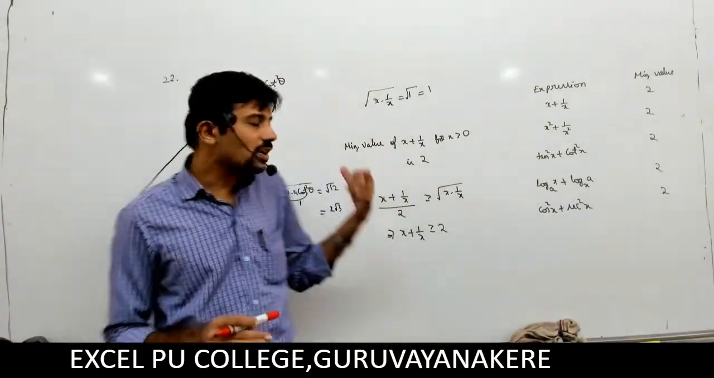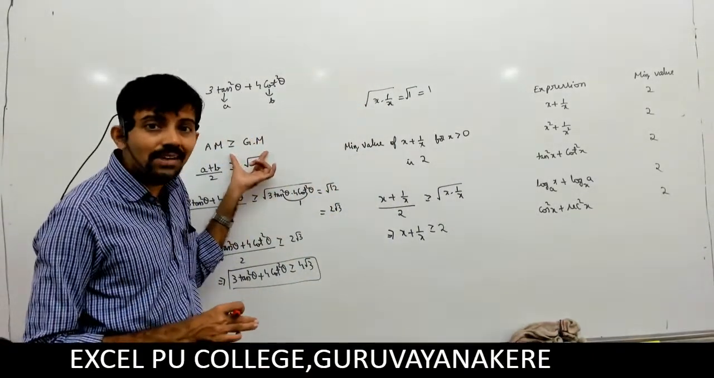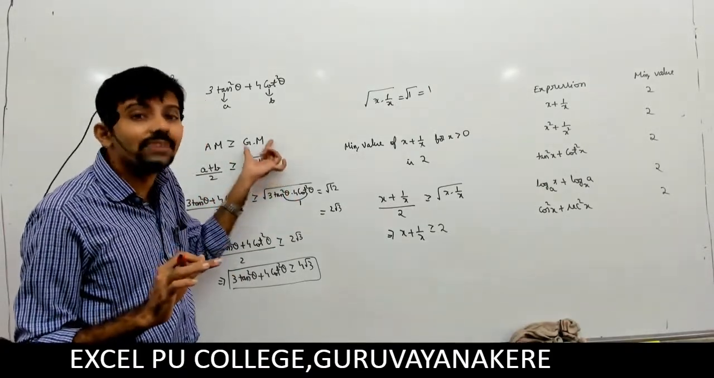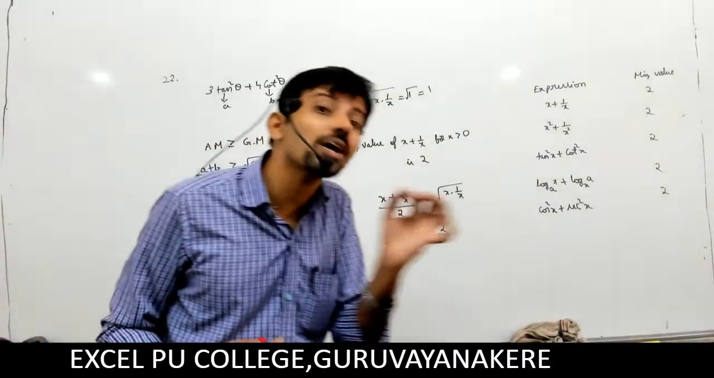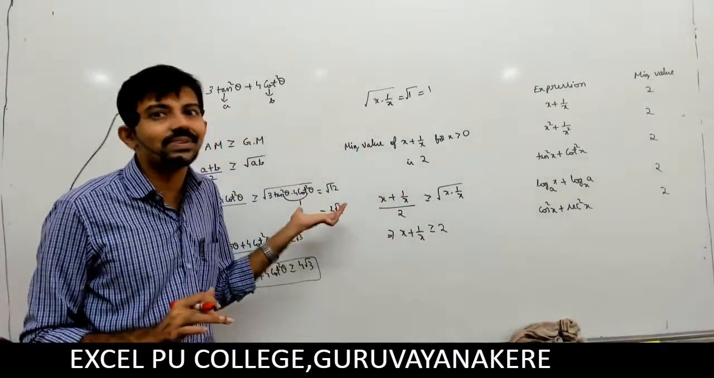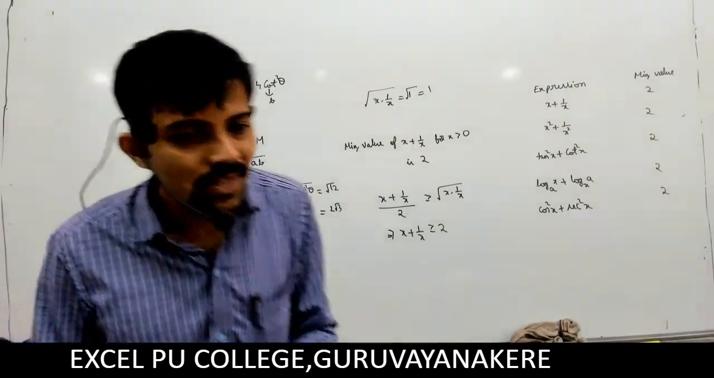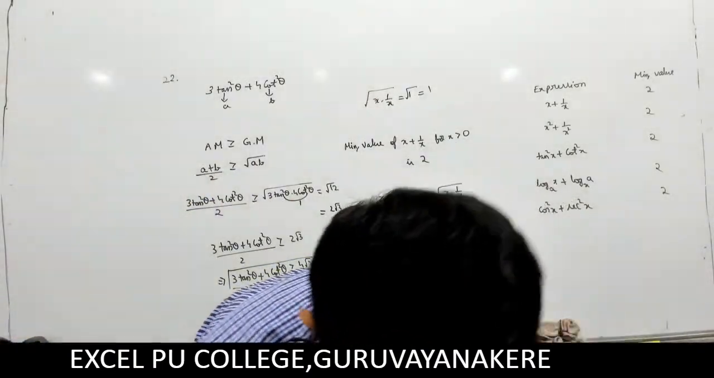Using this concept, it's possible to find the minimum value only if the restriction is that the geometric mean should be independent of variable. Geometric mean should reduce to a constant, then only it's applicable. Otherwise, we cannot apply this result. Okay? Remember this.